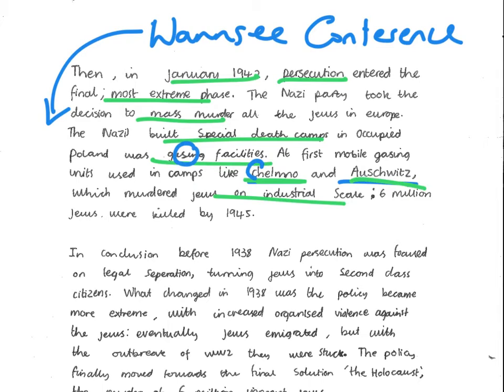So just moving into your conclusion: before 1938, persecution was focused on legal separation, turning Jews into second-class citizens. Okay, good, excellent, pulling it together, legal separation. There's that spelling mistake, just make sure you get the A in separation. What changed in 1938? You've got that keyword change, really good: the policy became more extreme. Again, you could use that word radical, with increased organised violence. Again, that's a good word for change against the Jews. Eventually Jews emigrated, but with the outbreak of World War II, they were stuck.